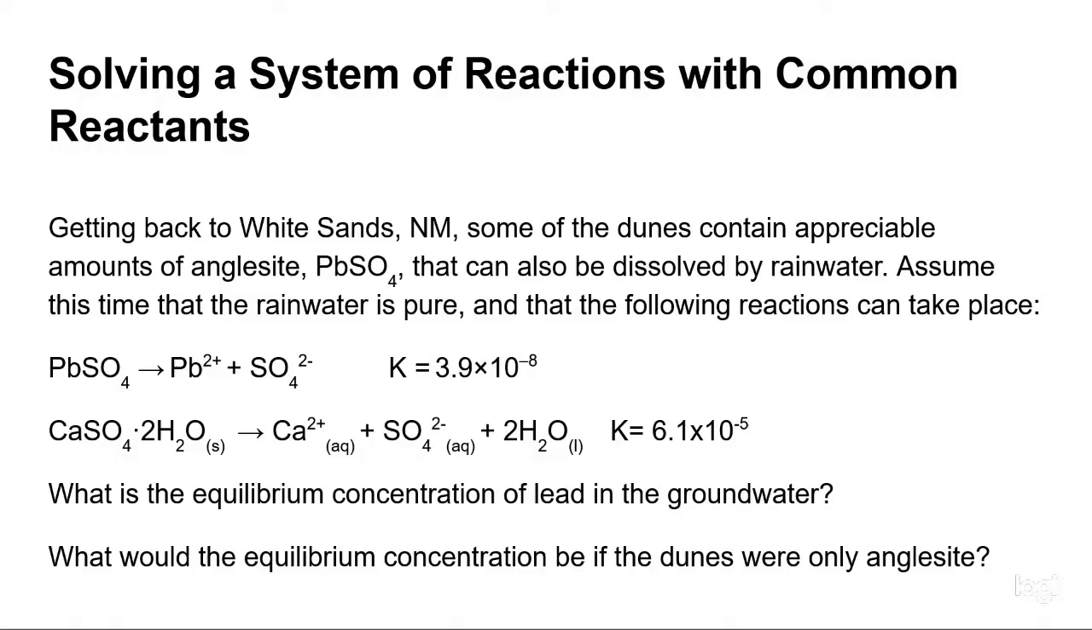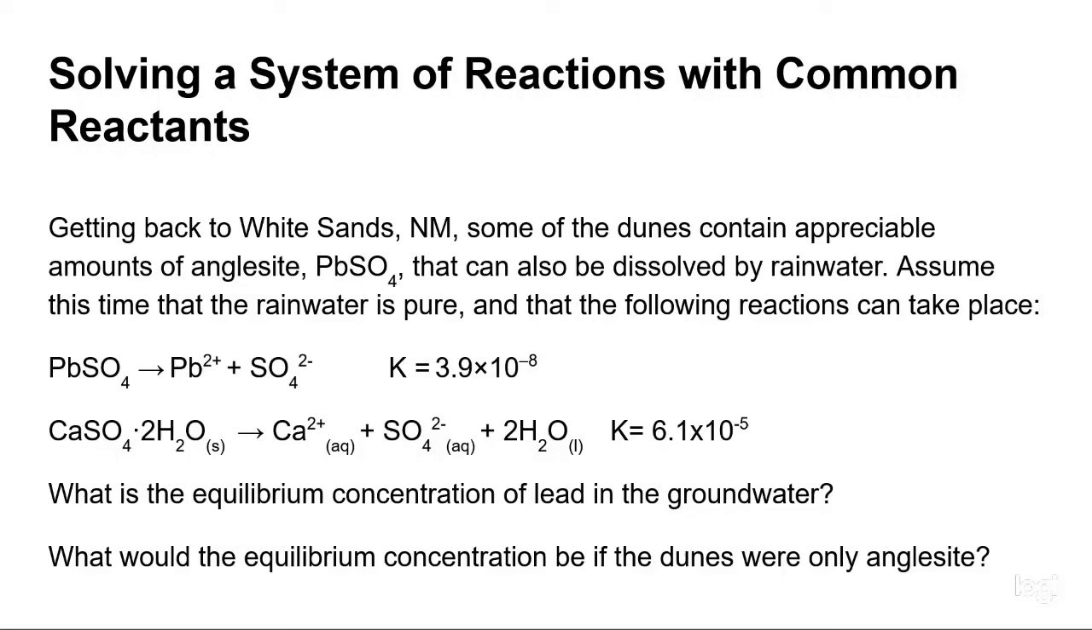Okay, so up until now we've been considering reactions where there's only one reaction occurring in a system. But now let's look at what happens if you have multiple reactions occurring in a system, and where the reactants of one reaction can be the products of another reaction.